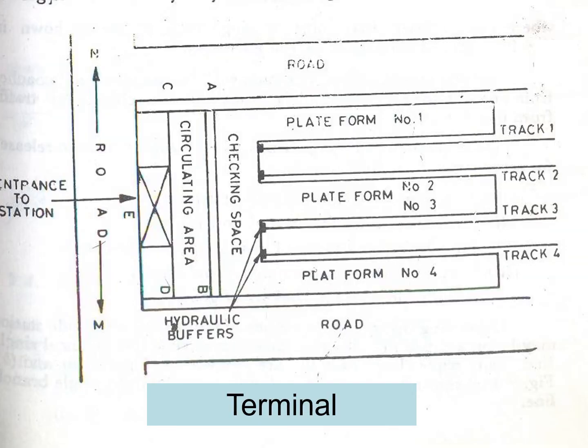Now look at the terminal over here, terminal station. You can see in this particular case there are 4 tracks which are ending over here. Hydraulic buffers have been installed over here, and you can see that we have the checking space, circulating area, and the station building over here. So this arrangement is basically considered as the terminal.